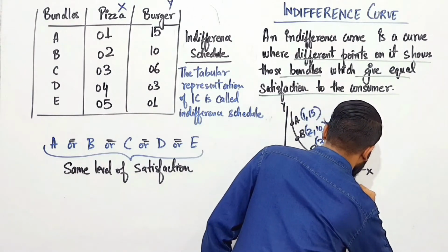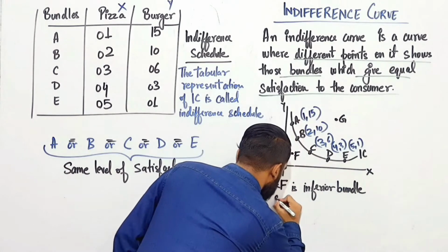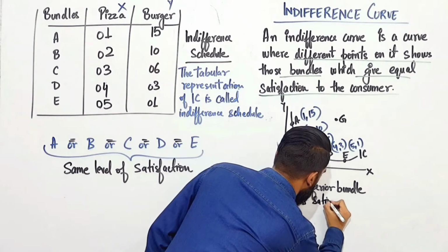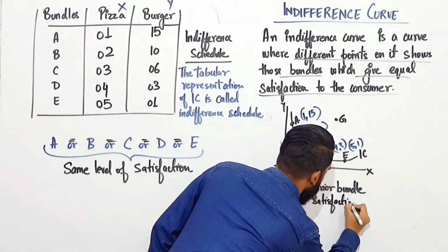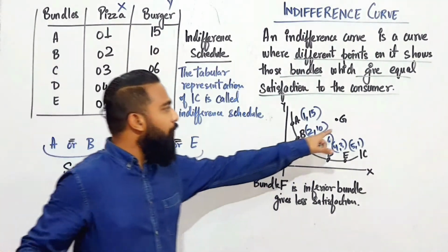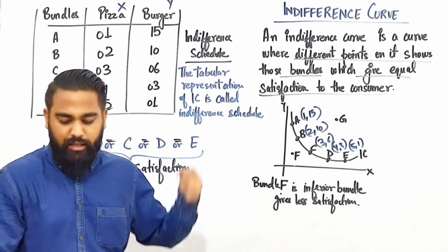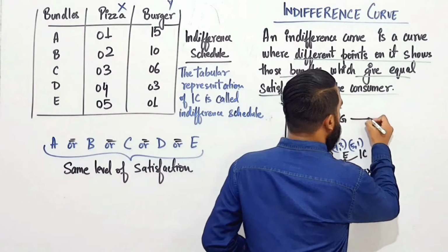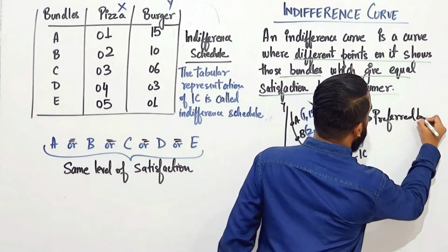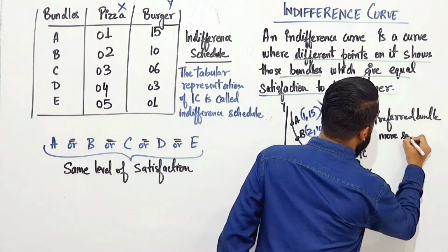So point F is giving less satisfaction, or you can say that point F or bundle F is an inferior bundle, or you can say it gives less satisfaction. Fine. Now, what about point G? Point G will give more satisfaction. It is the preferred bundle. Point G is the preferred bundle. Will give more satisfaction.